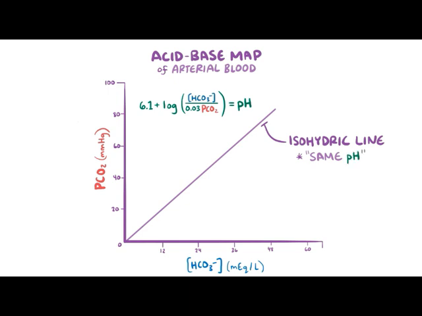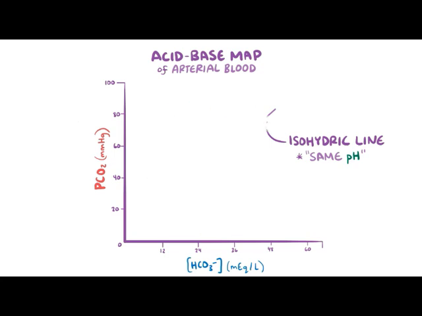so isohydric. For example, let's say the bicarbonate concentration is 24 milliequivalents per liter, and the partial pressure of carbon dioxide is 40 millimeters of mercury. According to the Henderson-Hasselbalch equation, that would give us a pH of 7.4. Now, we'd have the same pH of 7.4 if there's a bicarbonate concentration of 36 milliequivalents per liter and a partial pressure of carbon dioxide of 60 millimeters of mercury. Or with a bicarbonate concentration of 12 milliequivalents per liter and a partial pressure of carbon dioxide of 20 millimeters of mercury.